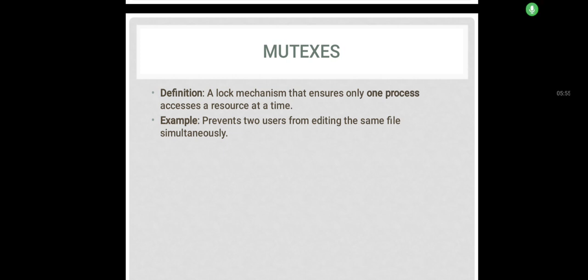And next, mutex. The definition of a mutex is a lock mechanism that ensures only one process accesses a resource at a time. For example, it prevents two users from editing the same file simultaneously. This is the definition and mechanism of mutex in inter-process communication.